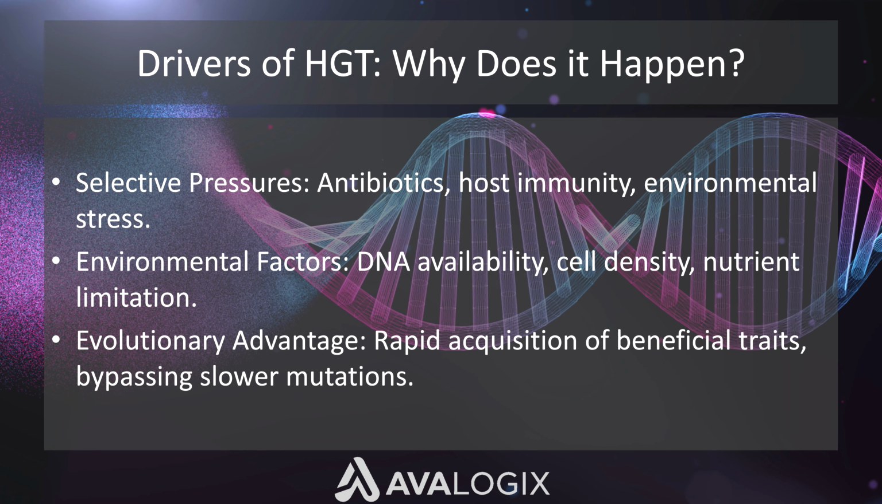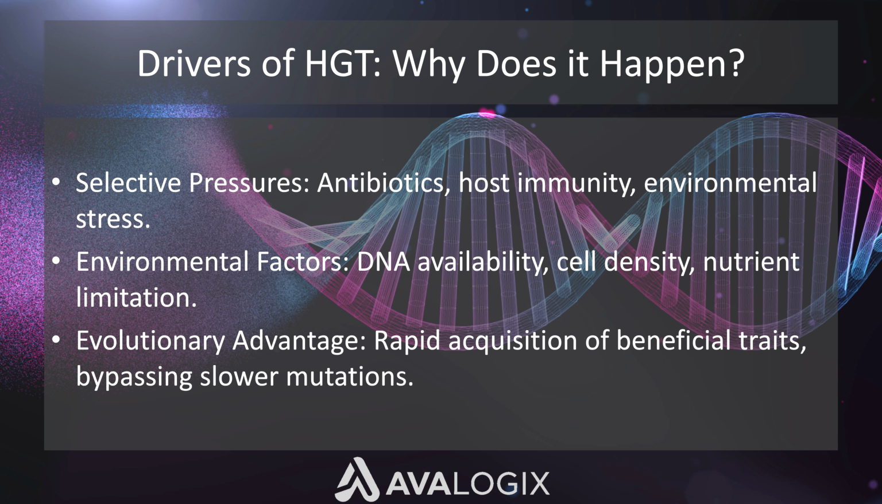Given these sophisticated mechanisms, a natural question arises. Why does HGT happen? What drives it? HGT isn't random. It's often a direct response to specific selective pressures in the environment. In clinical settings, the presence of antibiotics is a major driver. Antibiotic exposure creates intense selection for bacteria that possess resistance genes.